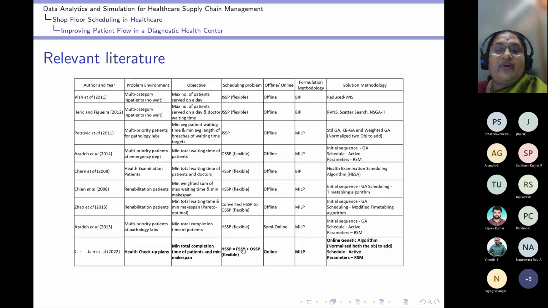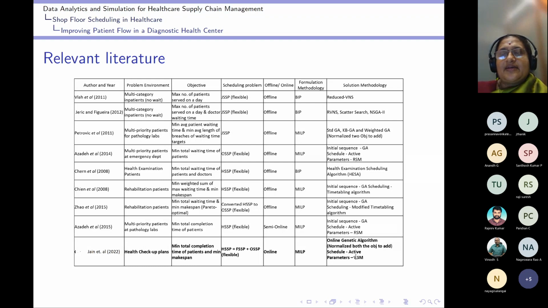So this is both a flow shop and an open shop, hence it is a hybrid shop. And we look at it as a real-time online problem. The major contribution of this work was that we gave an online genetic algorithm and we scheduled it actively. So this is what this paper does.